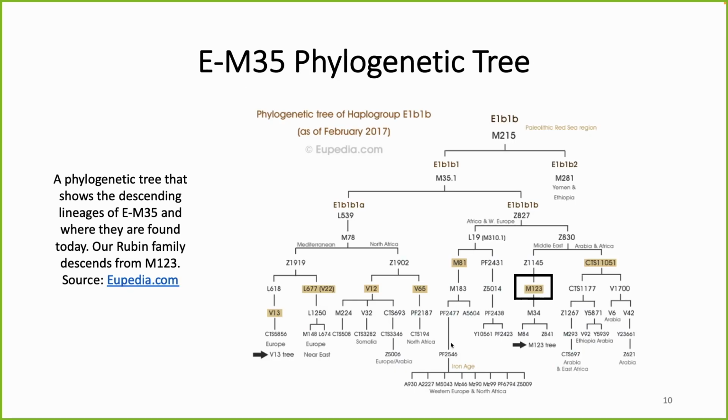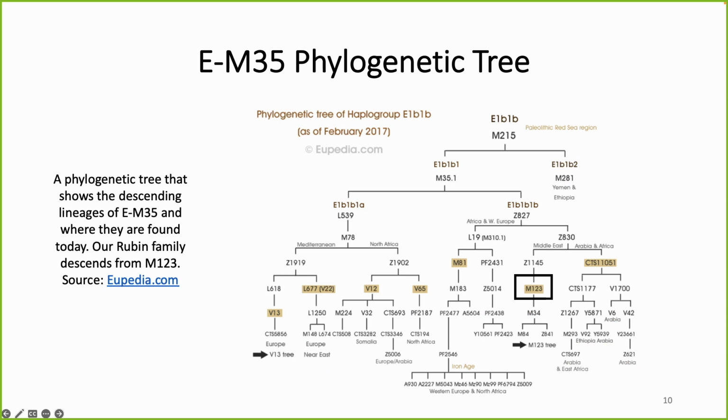Okay. What I have here is a phylogenetic tree. I think these can be very helpful to see all the different subbranches that they've been able to find in haplogroup EM35. Up on top, you're getting closer to that major haplogroup E. Over here is EM35. There are then 2 different mutations that occurred. There's a whole branch, that's the L539 branch. There's the Z827 branch.